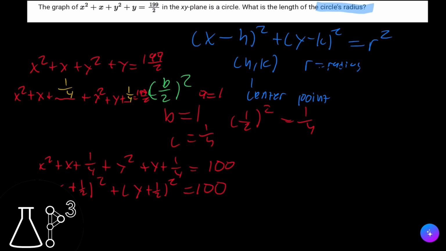So if you look at it, 100 equals radius squared, and I can solve for my radius now. If I do square root on both sides, I'm going to get r equals 10, and that is indeed my answer.